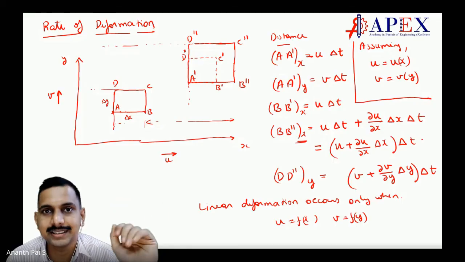Particle A has moved to A dash and B to B double dash, right? Exactly. Had it not deformed, had it only translated, it would have moved to B dash. Does that make sense?